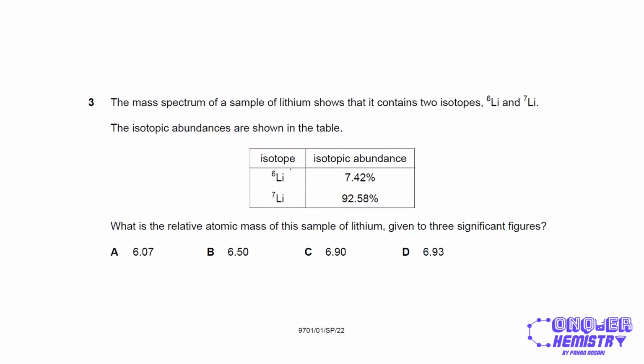Now question 3 wants us to find the relative atomic mass of the sample of lithium, right? So what we do is we take the relative isotopic masses of these two isotopes, which are 6 and 7, right? I'm going to multiply the 6 by its isotopic abundance of 7.42. I'm going to do the same process for the other isotope, so it's going to be 7 times 92.58. Add these two products together and then divide all of this by the sum of the percentage abundances, right?